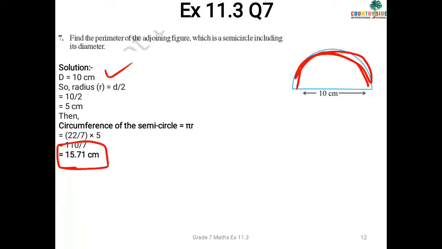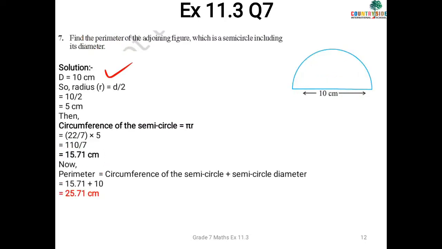Now they are asking to find the perimeter. So scholars, what is perimeter? That means the boundary of the shape. So boundary means here it is 15.71 and the base is 10, so we have to add both. See how you can write. Perimeter equals circumference of a semicircle plus semicircle diameter, that is 10 given to you. So 15.71 plus 10, that is 25.71 centimeter.